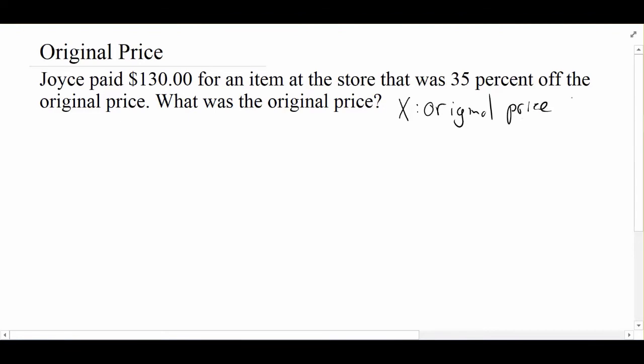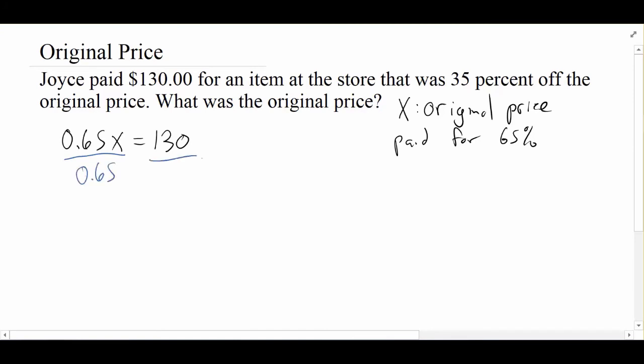Now we could go about this in a few different ways, but I think the easiest way to do this is to say if it was 35% off, then we paid for 65% of the item. So if we take 65% of the original price, then that's going to equal the 130 that we actually paid. And now to solve this equation, we can do this in a single step. We can divide by 0.65. And so we can just grab our calculator and say, what is 130 divided by 0.65? And that's going to give us 200.